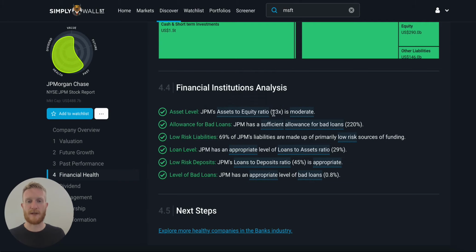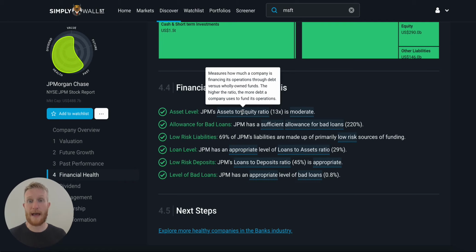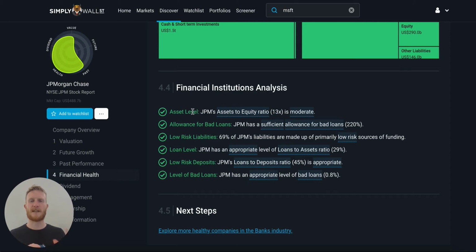To give you a bit of context, anything below 20 is considered good. Between 10 and 20 is moderate, and less than that is better. But anything above 20 means there's a significant amount of leverage, considering how many assets they have. So what you want to look for here is that the business isn't overstretching itself and over-lending, lending out too much money. In this case, the business passes the check.